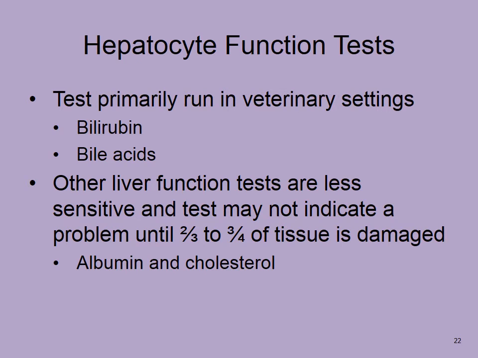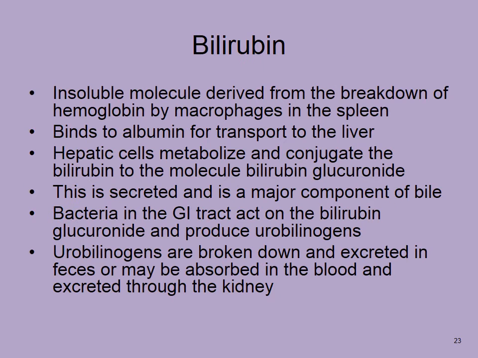I just mentioned this on the last slide. Bilirubin and bile acids are commonly run in veterinary settings. Other liver function tests are less sensitive, and unfortunately these tests often don't detect damage until 2/3 to 3/4 of the liver tissue is already damaged. We can look at albumin and cholesterol as well in terms of production in the liver, just to get an idea of how well the liver is.